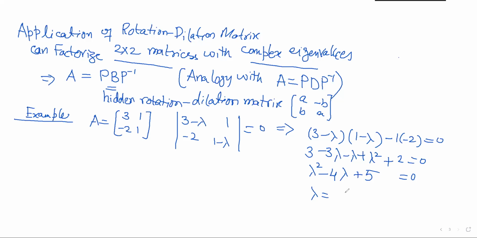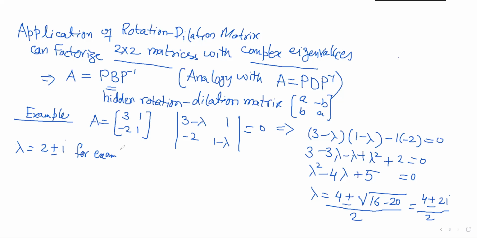We can solve it by the quadratic formula. So 4 plus minus the square root of 4 squared, which is 16, minus 4 times 5, which is 20, divided by 2 times 1, that is 2. So it will be 4 plus minus the square root of 16 minus 20, which is minus 4, the square root of which is 2i, over 2. So lambda is equal to 2 plus minus i. We can take any value of lambda, for example lambda 1 as 2 minus i. You can even take 2 plus i as well; it doesn't matter. From here we can try to find the eigenvectors.